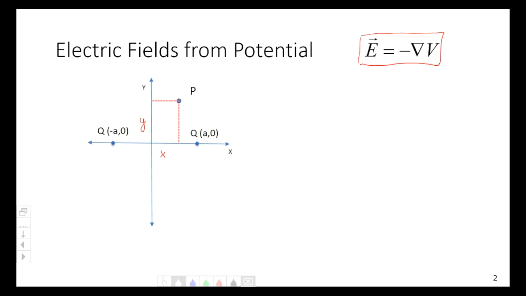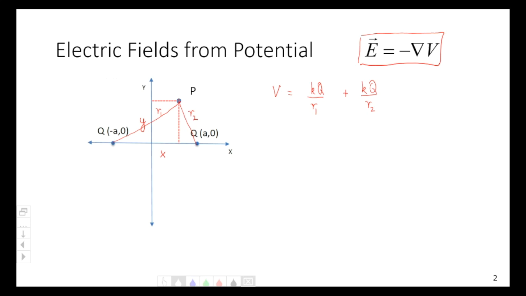The potential at P due to the two charges is then written as kq over r1, where r1 is the distance from the charge on the left, plus kq over r2, where r2 is the distance from the charge on the right. If I put those distances in on this figure, this is r1, this is r2.